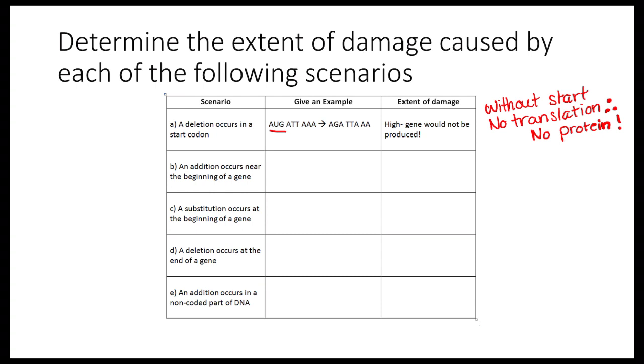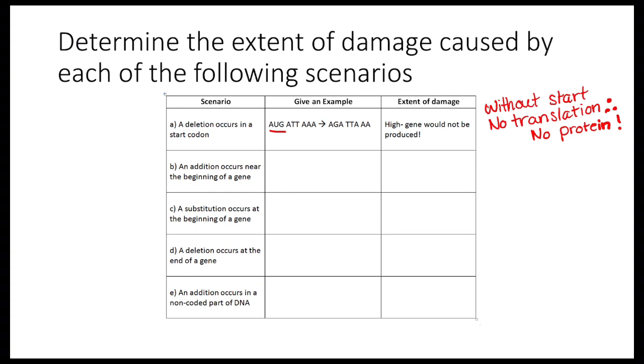So that AUG is no longer an AUG. Without the start codon, there can be no translation, therefore no protein can be made. So this is a high extent of damage. The protein would not be produced. I would say instead of the gene would not be produced. I guess it's kind of like the gene wouldn't be produced because without the start codon, it's not really a gene, but really ultimately it's the protein that's not produced.